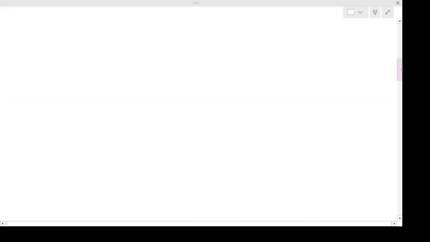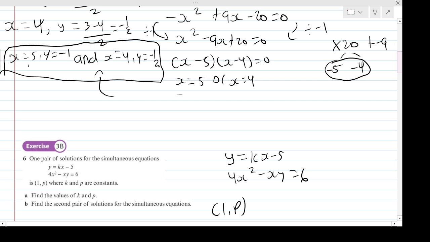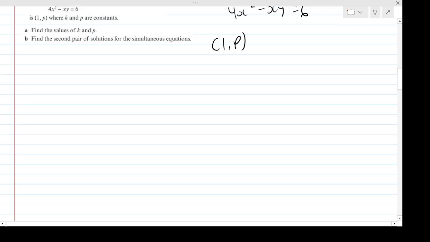Anyway, let's have a look at another example then. So we can look at the exercise now. We are given the simultaneous equations y equals kx minus 5 and 4x squared minus xy equals 6. So it's a quadratic because we have an x squared term. One pair of solutions is (1, p). Now, this is a coordinate, and we know a coordinate is just (x, y). So 1, p means x is 1, y is p.